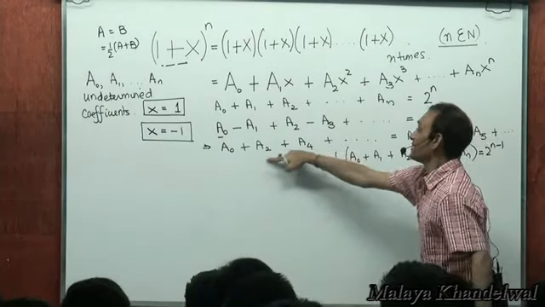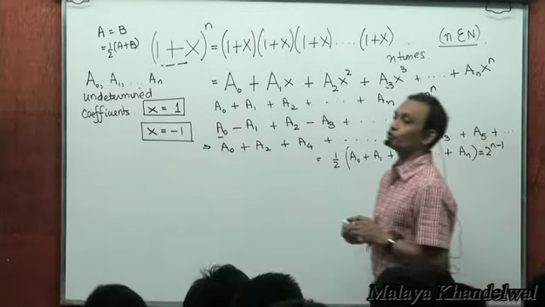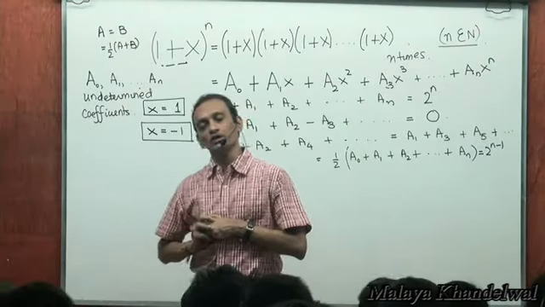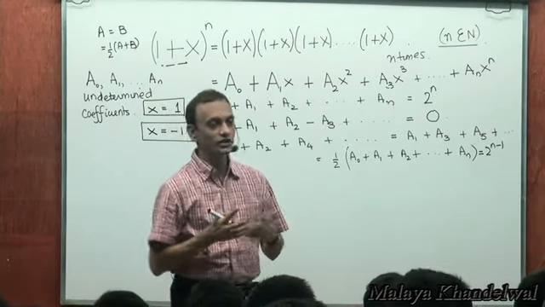That means the sum of the even coefficients is equal to the sum of the odd coefficients. Each will be equal to 2 to the power n minus 1. What did you not understand?